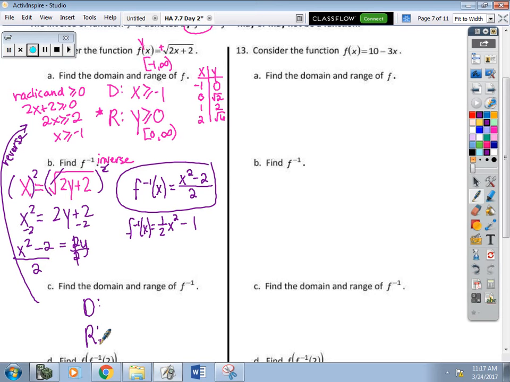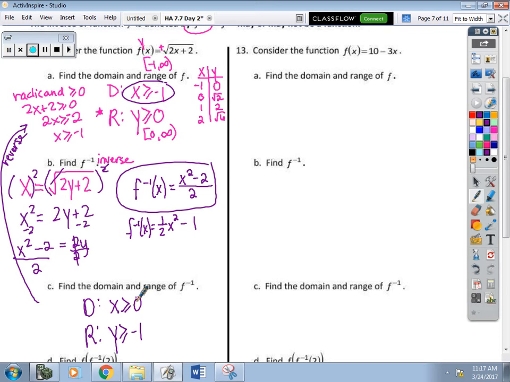But be careful. You do have to change the variables because x stays with domain and y stays with the range. So the domain would now become the range. So I'll change that to y is greater than or equal to negative 1. And the range will become the domain, which I'll change to be x is greater than or equal to 0.